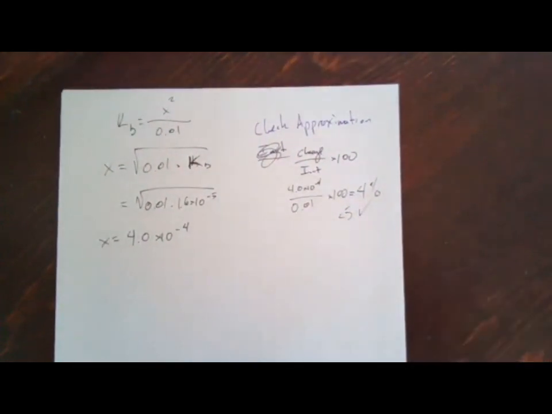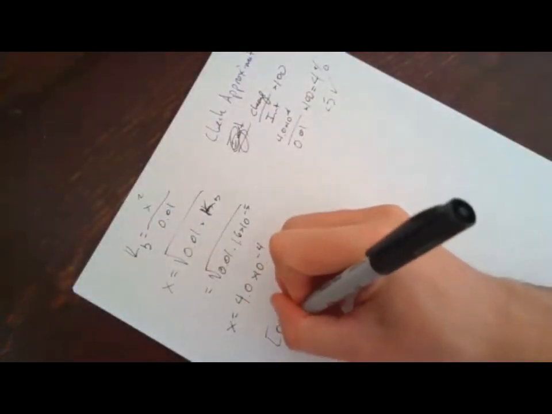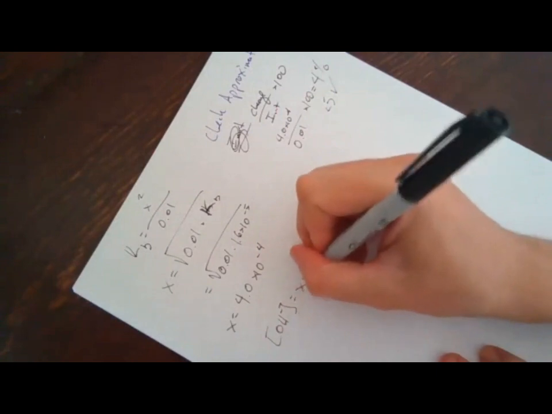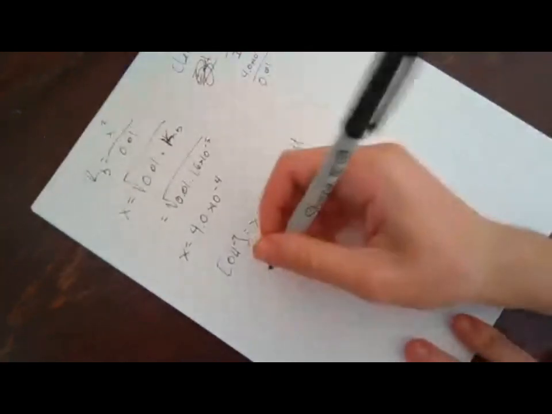We're pretty loose with our threshold because we really do want to avoid doing a quadratic formula. It really does end up introducing a great likelihood of making mistakes, so we want to be sure that we avoid that and just use our approximation. So now I've got my x. This x from the ice table is equal to the concentration of hydroxide. So my concentration of hydroxide is equal to x, which is 4.0 times 10 to the negative fourth molarity.